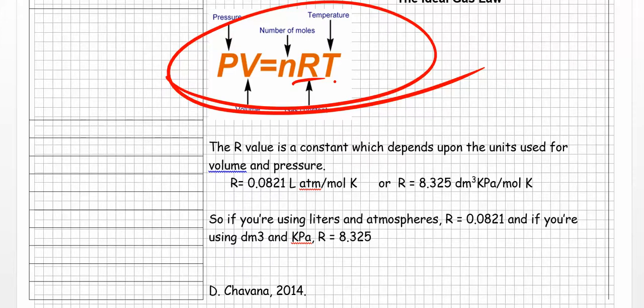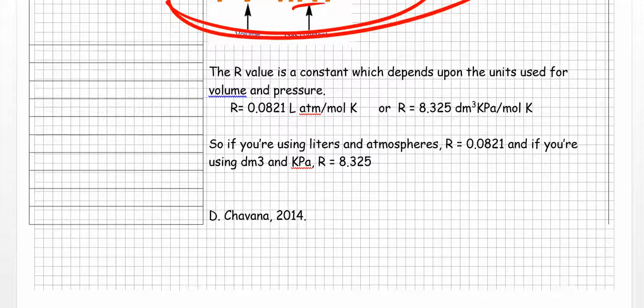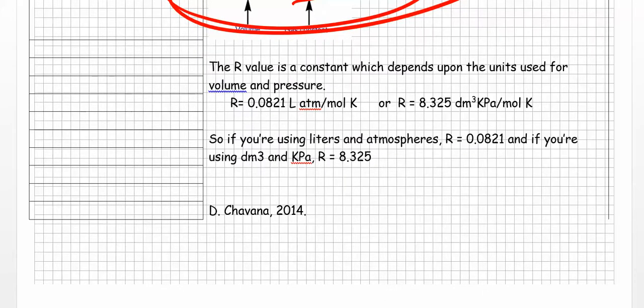Well, it depends. If you're using liters for volume and atmospheres for pressure, you're going to use the R of 0.0821 liter atmospheres per mole per degree Kelvin. But if you're using cubic decimeters for volume and kilopascals for pressure, you're going to use the R of 8.325 cubic decimeter kilopascals per mole per degree Kelvin. Okay? So that's the ideal gas law.